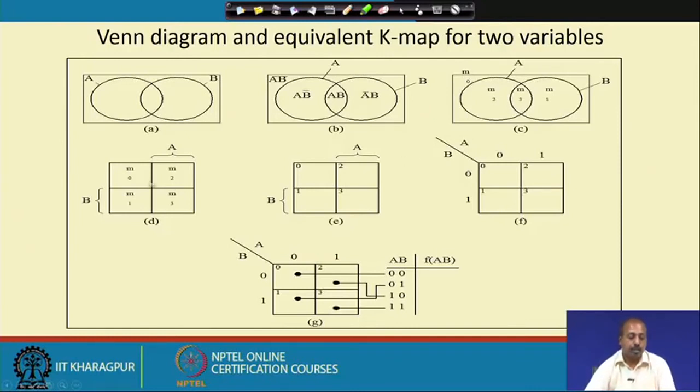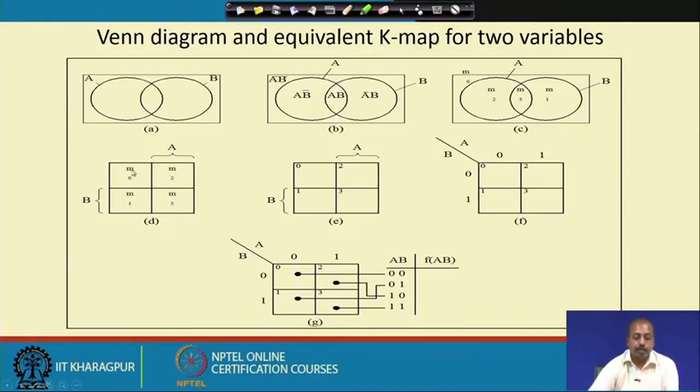So, this can be represented in the form of a rectangular region which is divided into 2 in each side, since I am considering only 2 sets or say 2 variables. So, this side I represent A and this side I represent B. When I am on this part, both A and B are equal to 0. Here A is equal to 0, but B is equal to 1. So, this is A equal to 1 and B equal to 0, and here both of them are equal to 1. So, I can represent it like this.